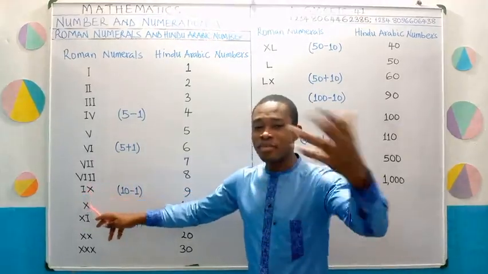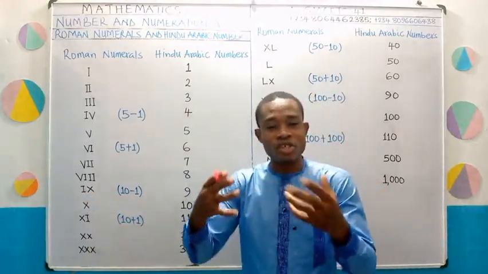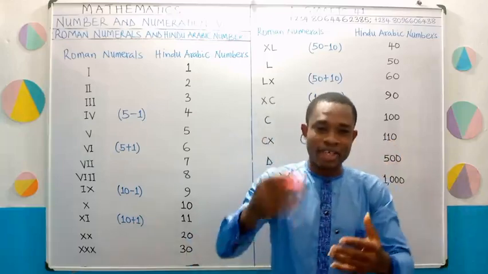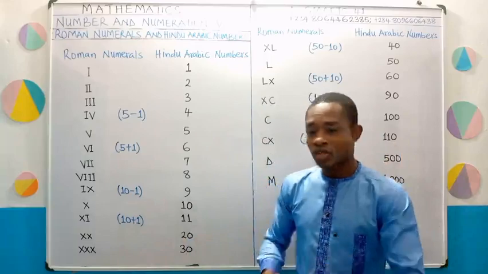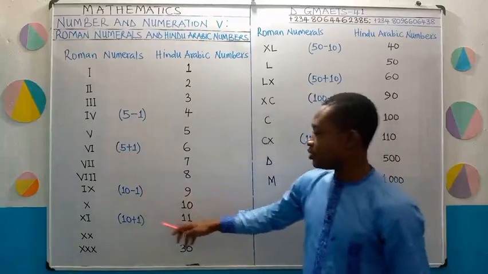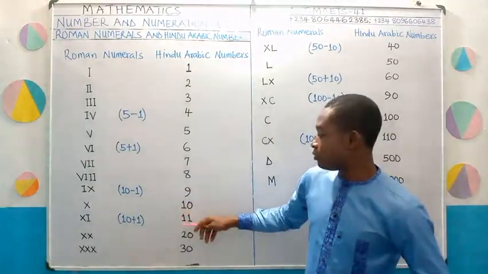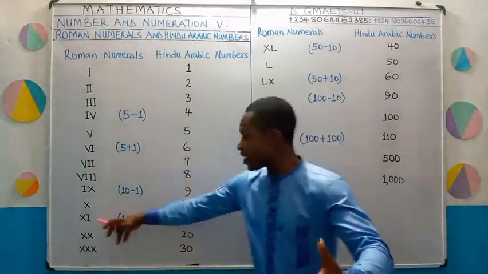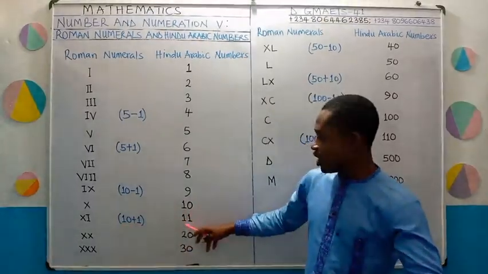And IX will be 10 minus 1 because it's a combination of two different numerals where I is smaller than X. And the I, which is smaller, comes before the bigger one. So you do your subtraction, 10 minus 1, that gives you 9. Then the next one is X, and X is 10. After that, you have XI, you add, in that case, 10 plus 1, you get 11.